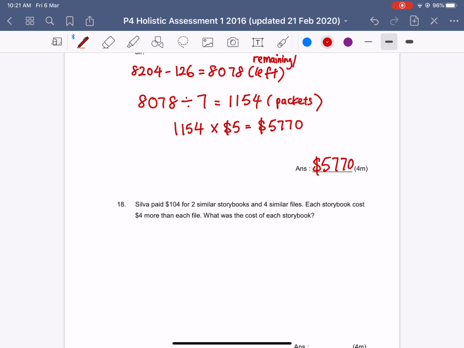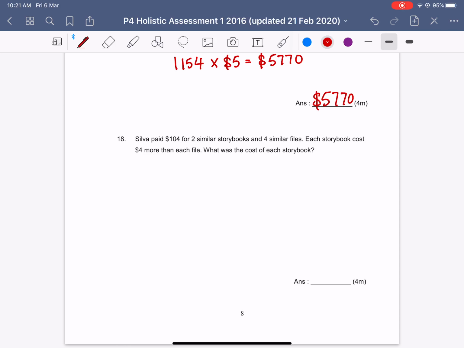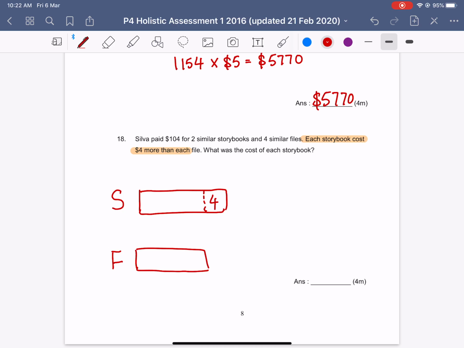Now, question number 18. This is a familiar question that you have done before. Alright, bought a few items. And I think the sentence that you should focus on is this one. Each storybook is $4 more than each file. So we are comparing 2 items, a storybook as well as a file. Now storybook is $4 more than the file. So storybook is going to be longer than the file. By how much? By $4.